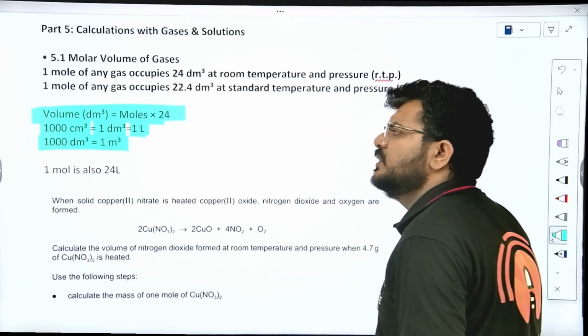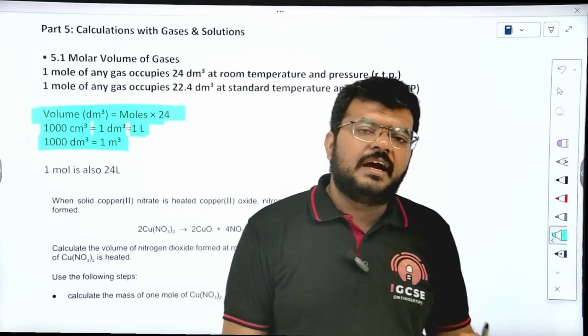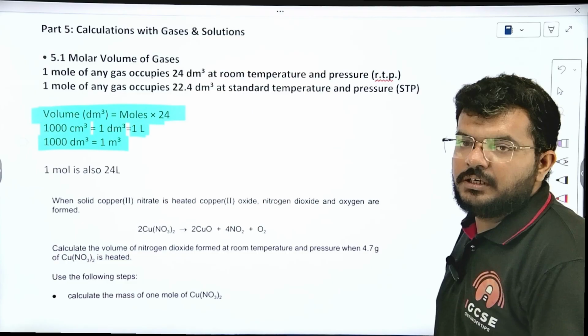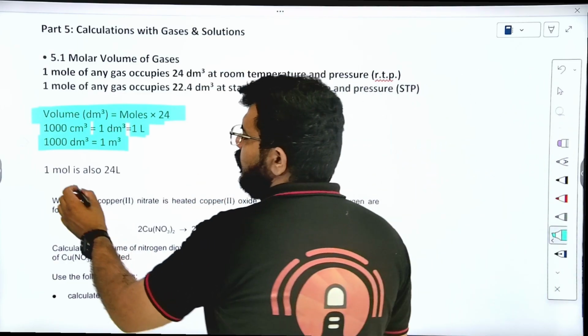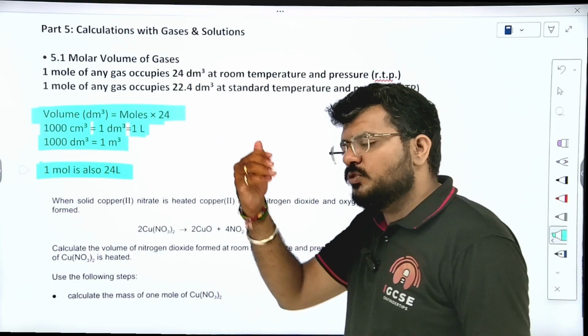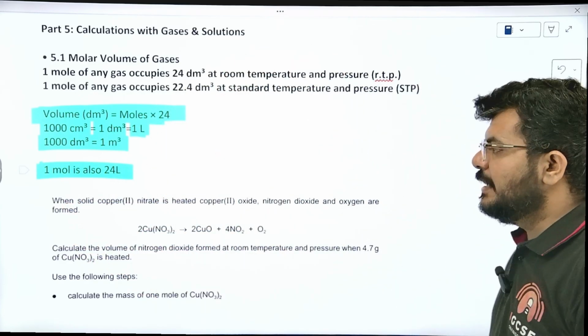In some calculations, or at least in your AS and A levels, you will find equations that will require you to change dm cube to meter cube. It is good to understand that right now itself. And 1 mole is also 24 liter, because if 1 mole is 24 dm cube and 1 dm cube is 1 liter, then 1 mole is also 24 liter.